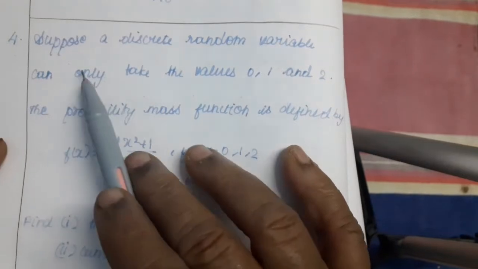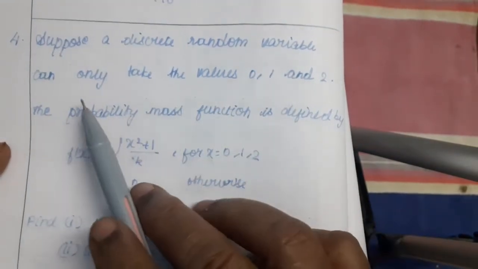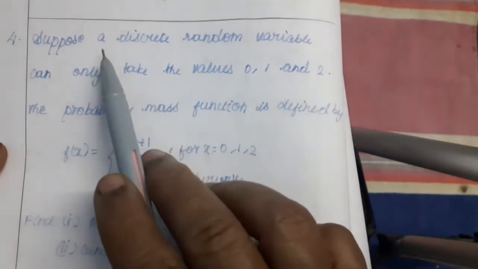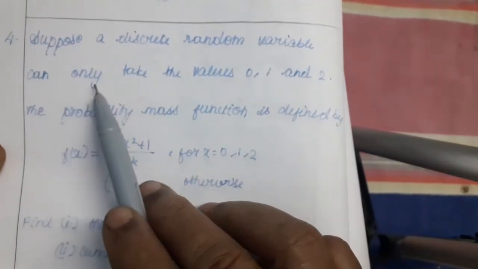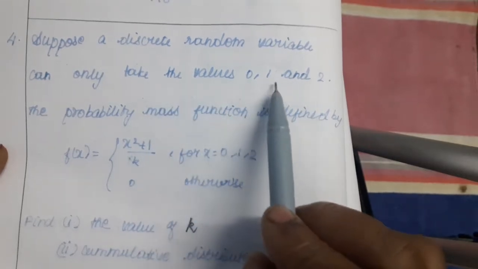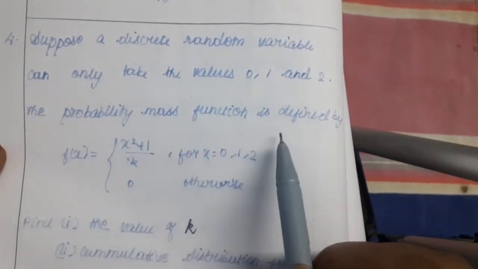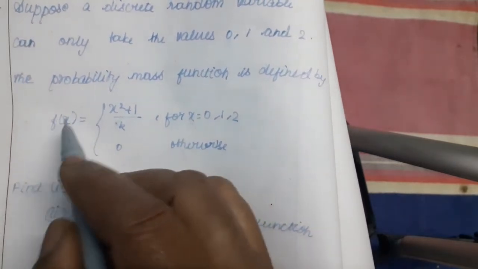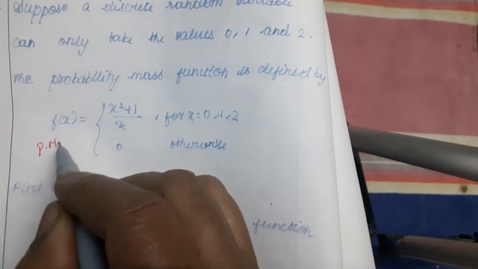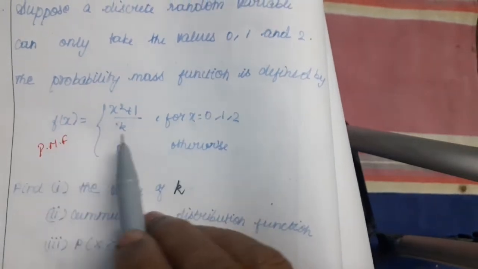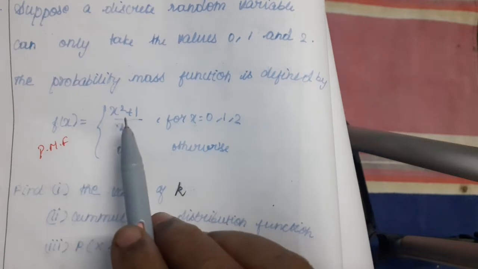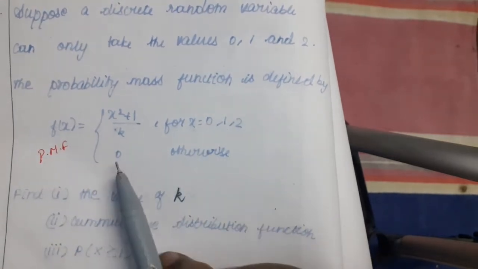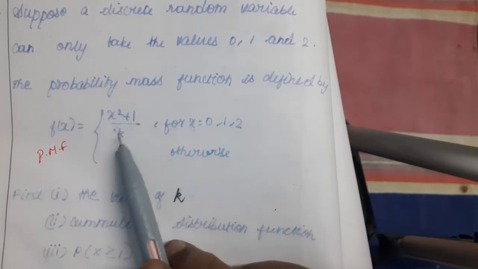See the question number 4. Suppose a discrete random variable can only take the values 0, 1 and 2. Find the probability mass function defined by small f of x, which is nothing but the probability mass function, PMF. So the probability mass function f of x is equal to x square plus 1 divided by k for x is equal to 0, 1, 2. Otherwise 0.